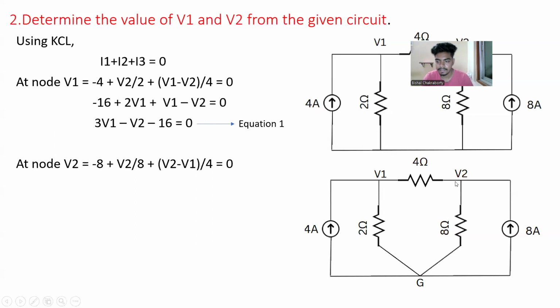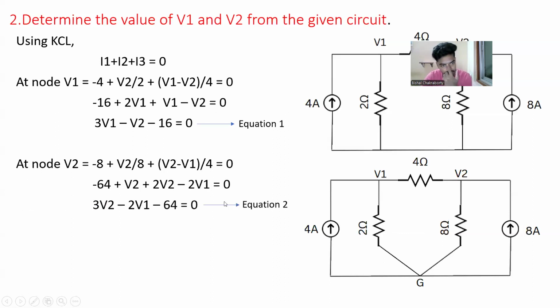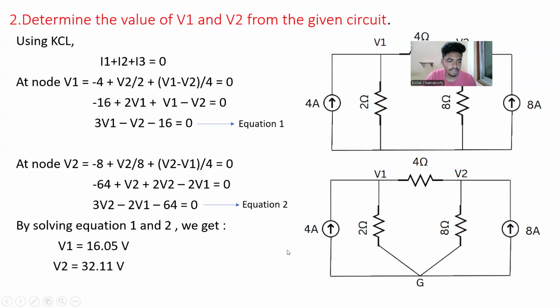Now at V2 we do the same thing. Again, V2 is higher and G is lower, so we take the direction of current from V2 to G, but we are given it is in the opposite direction. So we take minus 8, again V2 minus G by 8, or else V2 by 8, because G is 0, and again V2 minus V1 by 4 ohms. Because wherever node we are solving, we are assuming that node has a higher potential. After solving both equations, we get the value of V1 as 16.05 volts and V2 as 32.11 volts.